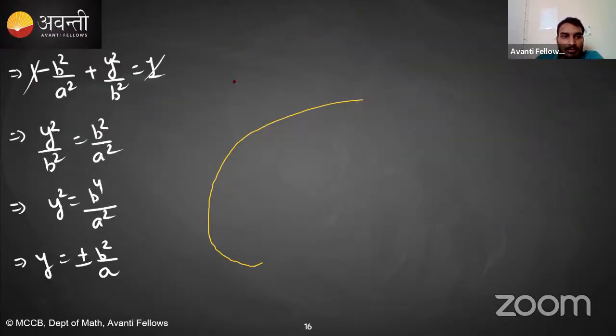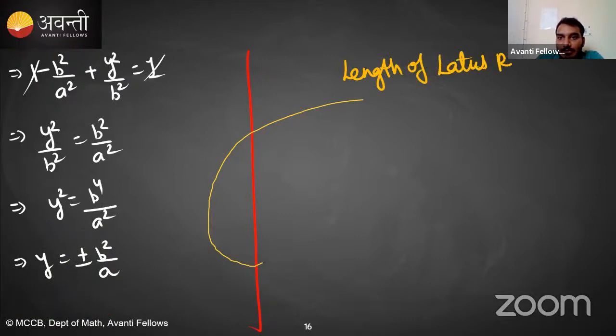Right? Now, if this is clear, then what would be the length of the latus rectum? The length of LL dash comes out to be 2b square upon a. Is this clear, everyone? Tell me quickly in the chat box. Is this clear or not? The length of the latus rectum in an ellipse is 2b square upon a.